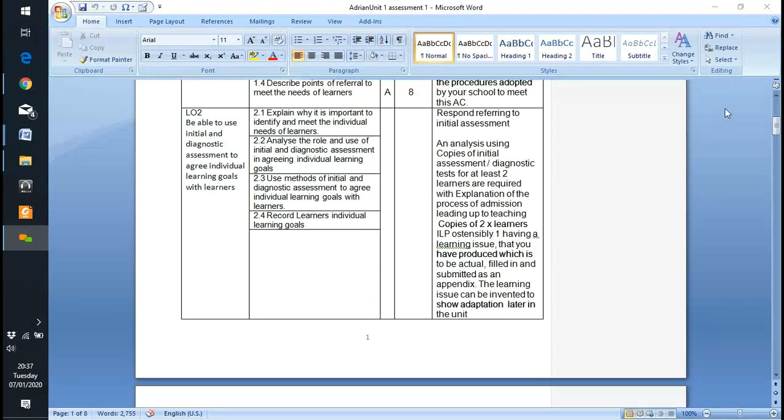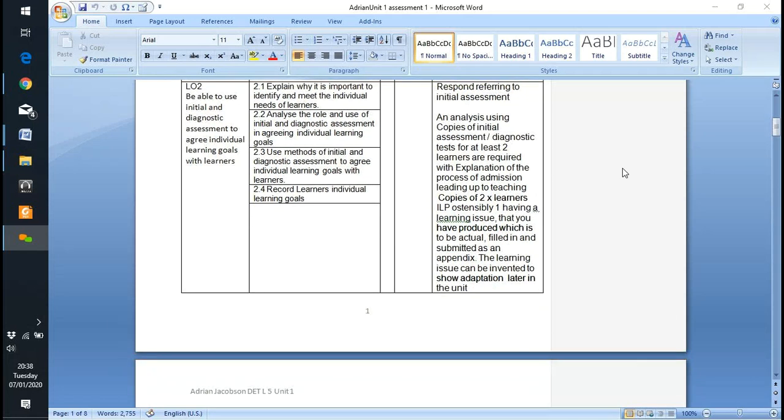Before we move on, I just wanted to make sure that in LO2 you've used actual documentation. So you produced copies of initial assessment documents for two learners, an explanation of the process of admission leading up to teaching, and copies of two learners' ILPs, which covers 2.4. And I put on there one, ostensibly having a learning issue, which is to be actual and filled in and submitted as an appendix.